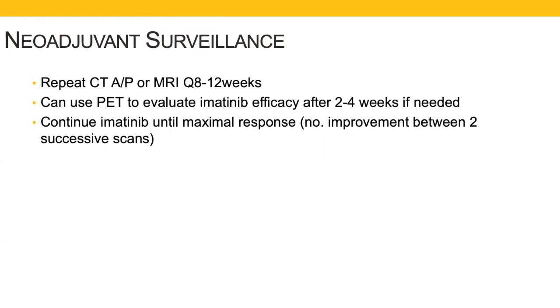So I've mentioned you can give these before surgery as in the neoadjuvant setting. So then how do you determine when to go to surgery? Patients can be surveilled with CT abdomen pelvis or MRI every 8 to 12 weeks to determine if they're responding to treatment, and the maximal response to treatment is defined as no improvement between two successive scans. And that's when you can start your surgical planning, determine if now they're resectable.